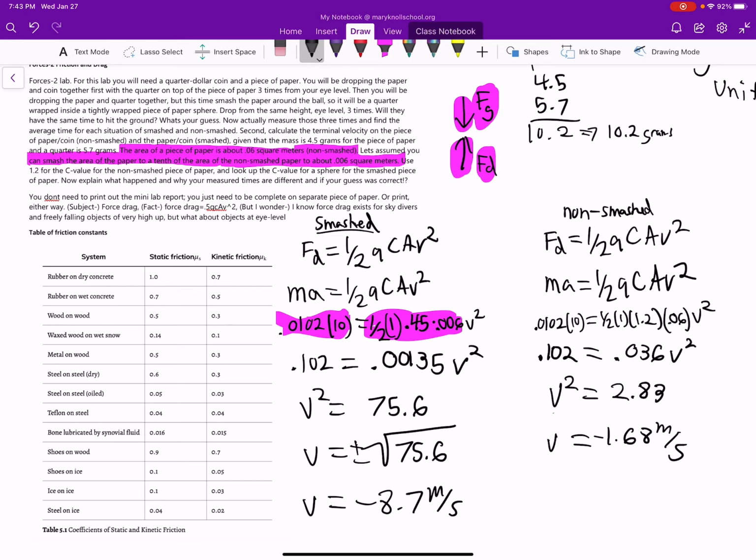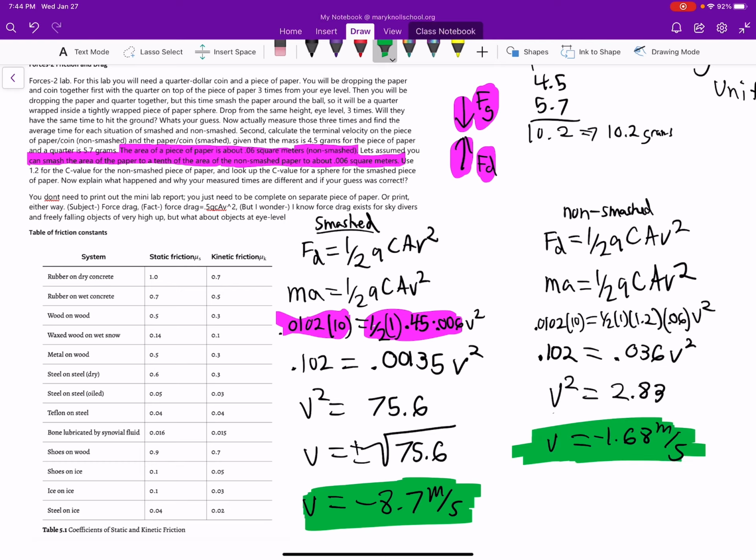Okay, so I'm looking here at the smashed, and I get 8.7 meters per second. And if I just imagine what that looks like, 8.7 meters per second at terminal velocity. Okay, that makes sense. And now here, I get a smaller velocity downwards at negative 1.68 meters per second. That makes sense that this one would have a smaller magnitude than this one.